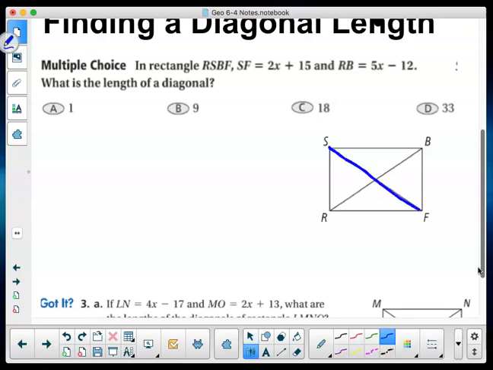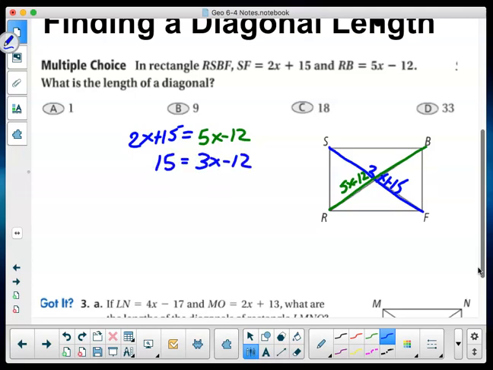SF, this whole thing, is 2x plus 15. RB, they're saying, is 5x minus 12. So now if I know RB is 5x minus 12, and I know that SF is 2x plus 15, I know they're equal based on the property I just read. So now I can solve. So 15 is equal to 3x minus 12, and I add 12, 27 is equal to 3x. Now I know x is 9.